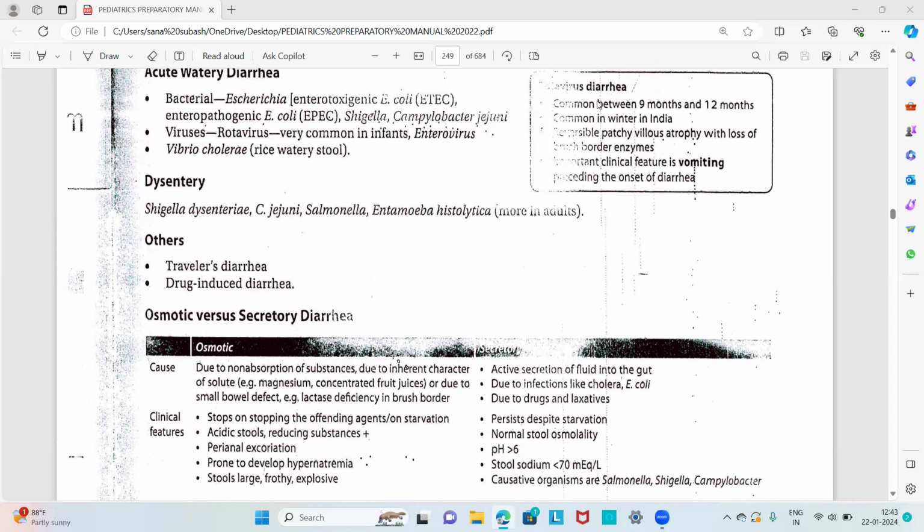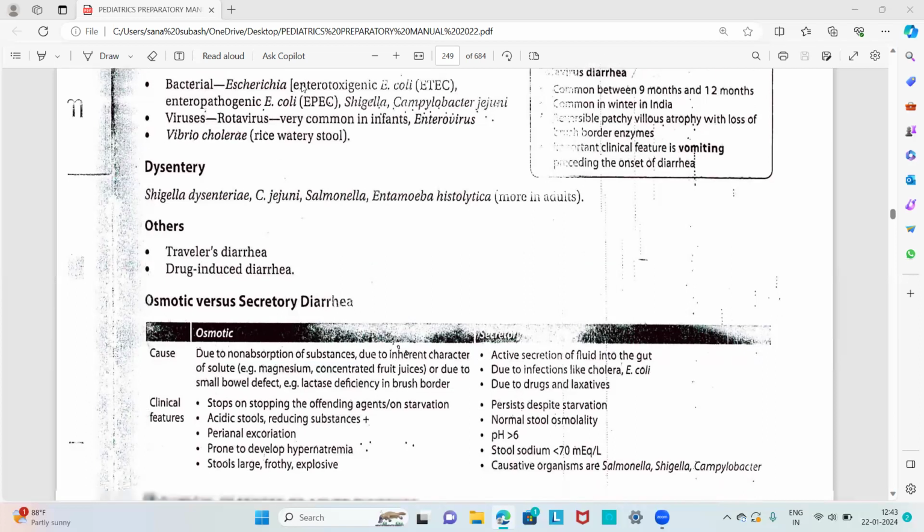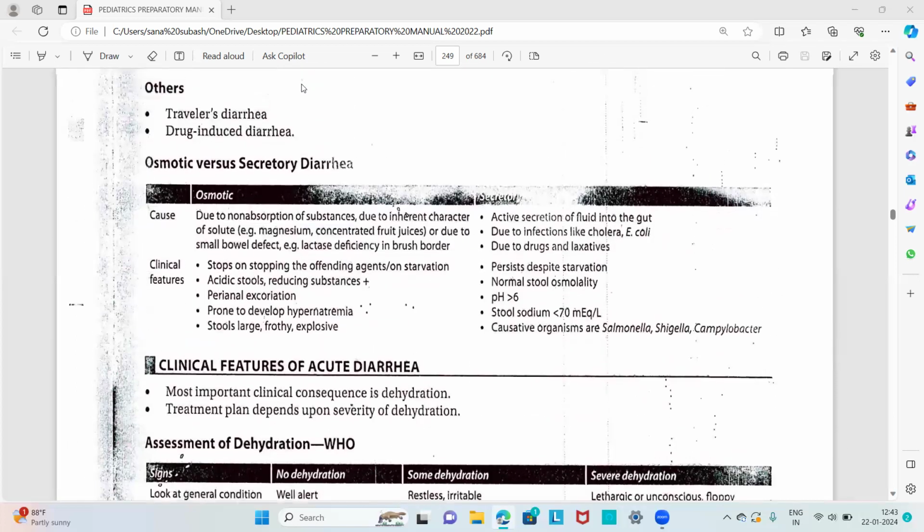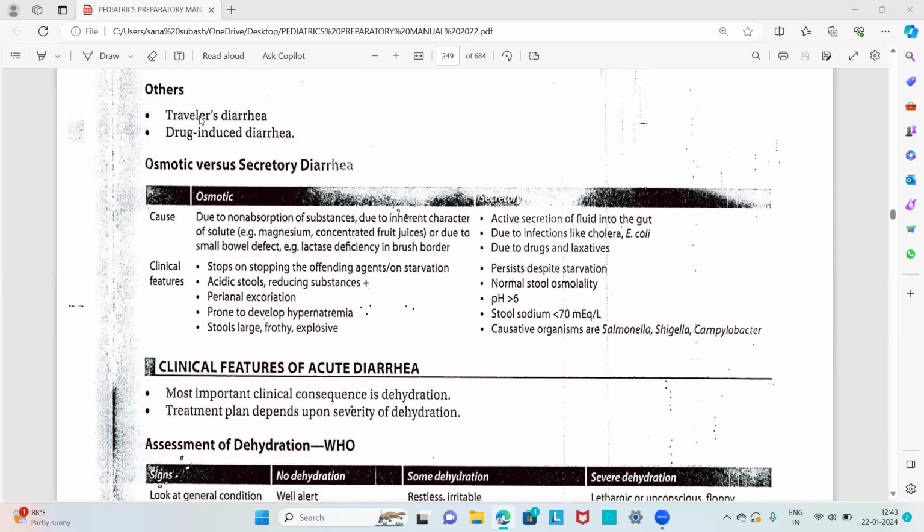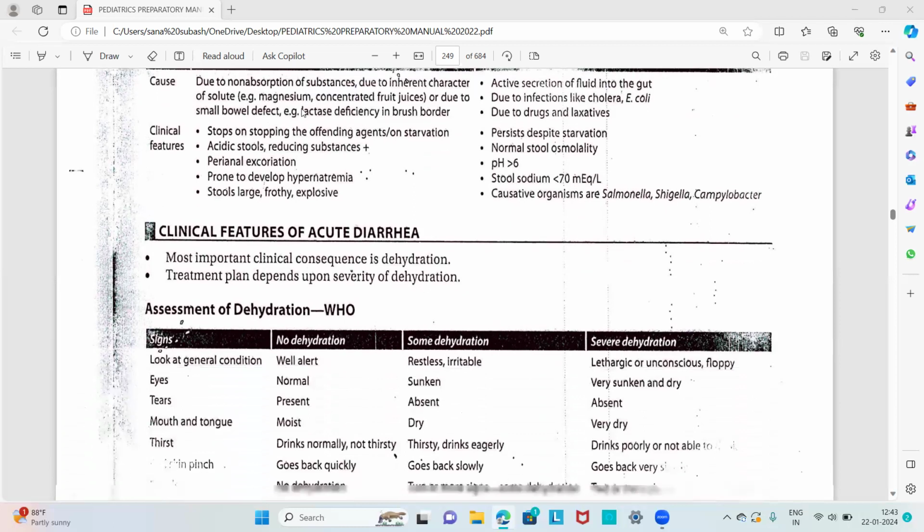So rotavirus diarrhea, which is common between 9 months and 12 months of age, is common in the winter in India. A reversible patchy villus atrophy with the loss of brush border enzymes is the cause of rotavirus diarrhea. An important clinical feature is vomiting preceding the onset of the diarrhea. Other etiological factors are traveler's diarrhea and also drug-induced diarrhea, which contribute to acute watery diarrhea.